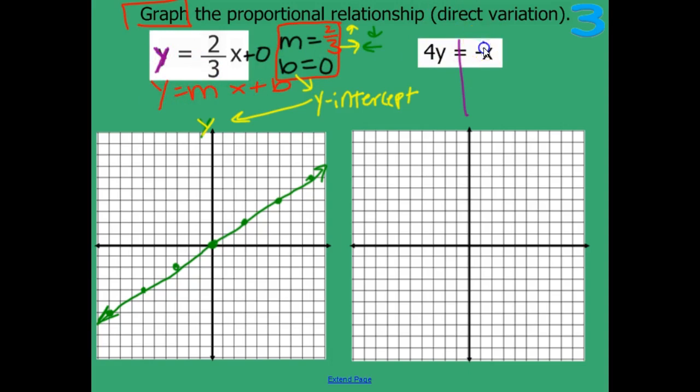So this is really a negative 1x, so I need to get rid of that 4. I need to divide by 4 on both sides. So I get y equals negative 1/4 x. So if we look here, this is in the form y equals mx plus b. So m is negative 1 over 4. And b, there's nothing there, it would be plus 0.